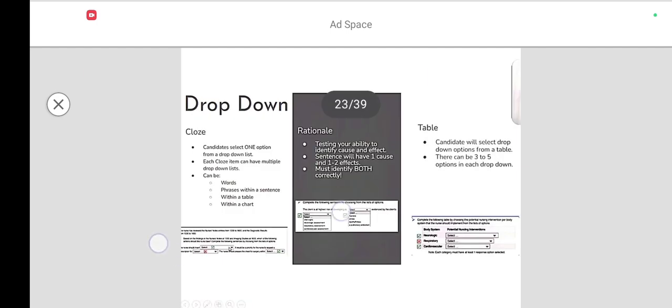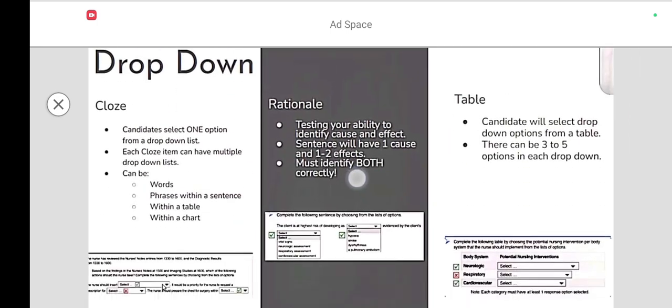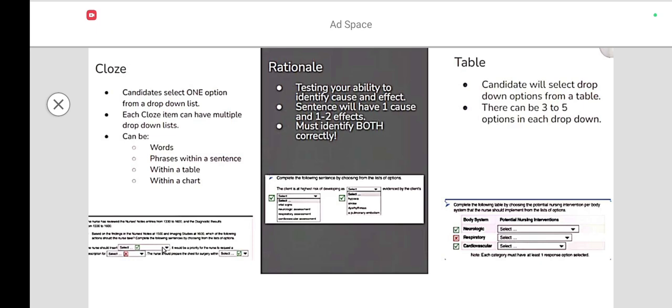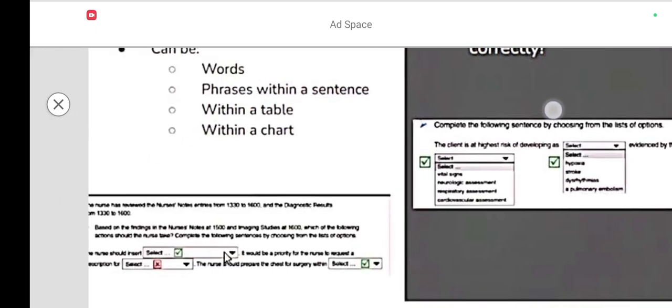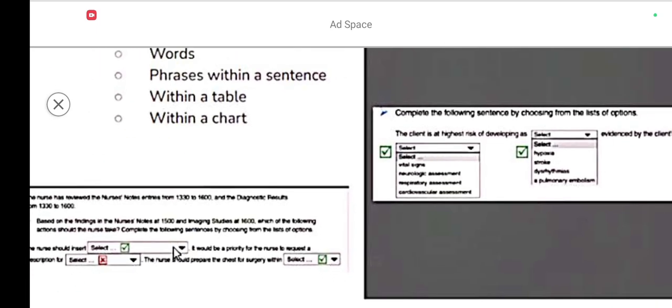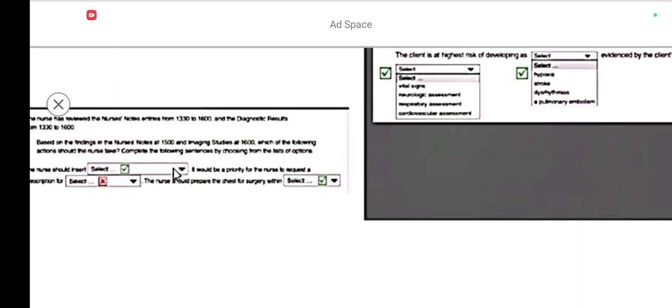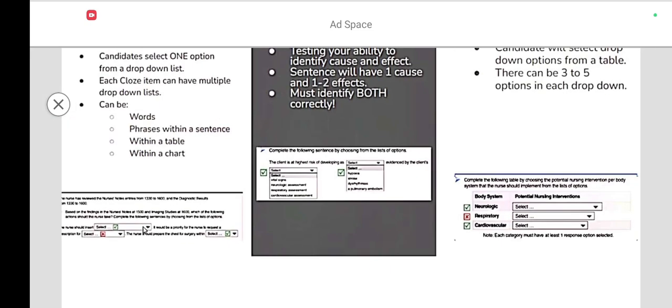Drop down is also like a drag and drop question. You are given the criteria of the patient, and in the criteria, look, there is an arrow. From this arrow you are given 4 to 5 options, and from those options you have to select the first blank, second blank, and third blank, like that.